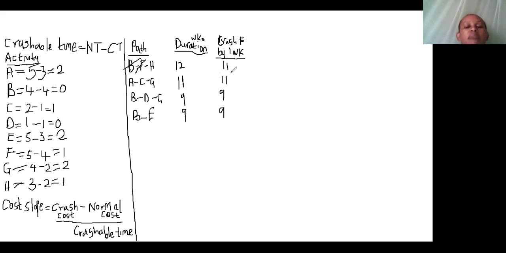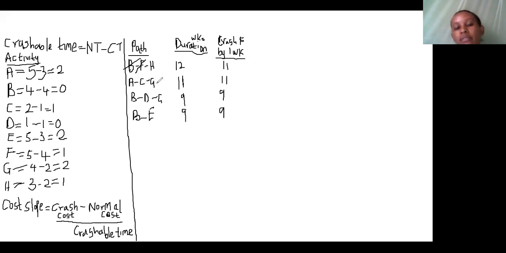Two paths emerged to be critical. And now this is a point where we consider the simultaneous crushing of more than one activity, but remember, they should be in different paths. So we are going to crush activity H, that is a must. Activity H should be crushed with which other activity among activities A, C, and G?